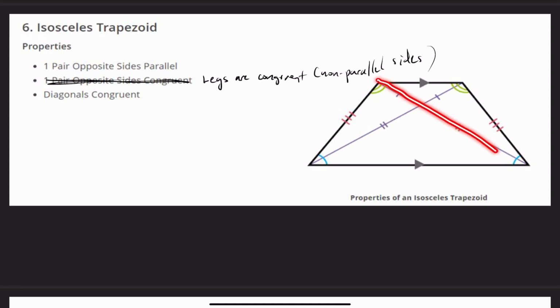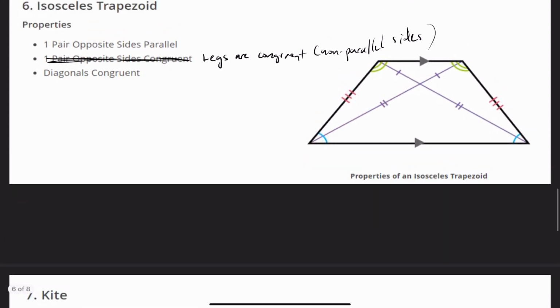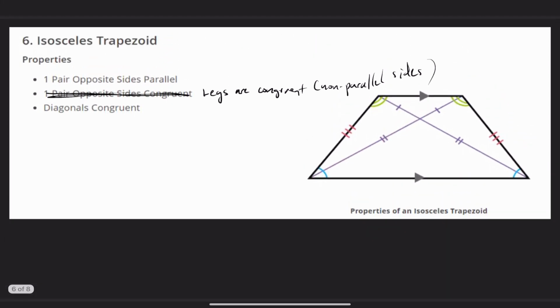One more thing: the diagonals of an isosceles trapezoid are congruent. And I'm going to want to put one more thing here: base angles are congruent. As you can see, I have one arc here, one arc here, one arc here. And this is the base. We call these the base angles. The base angles are congruent.